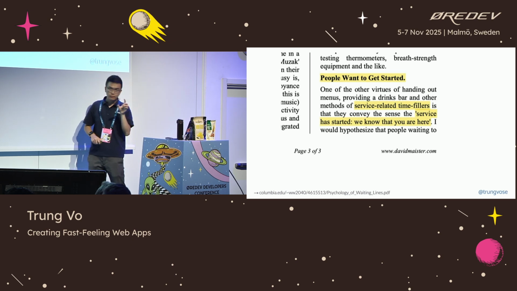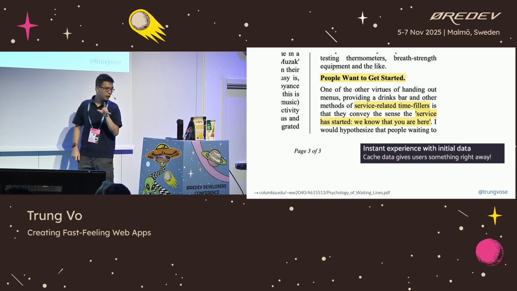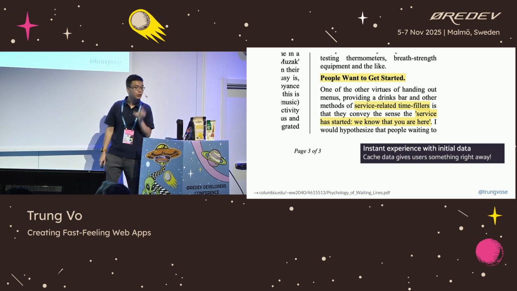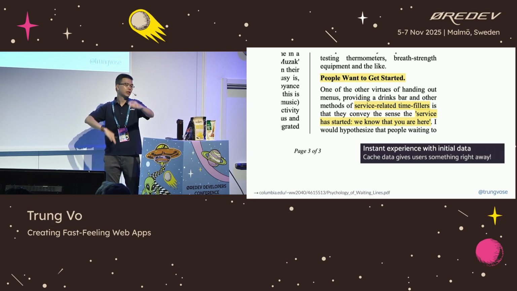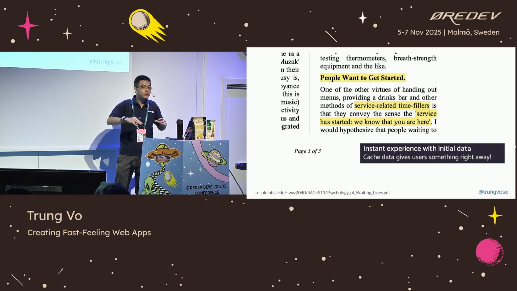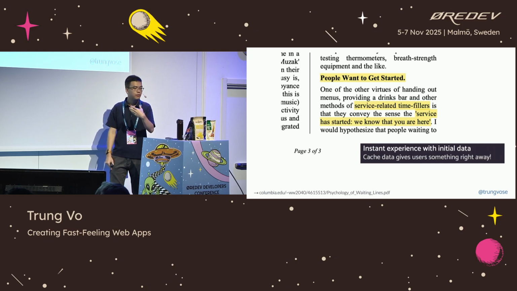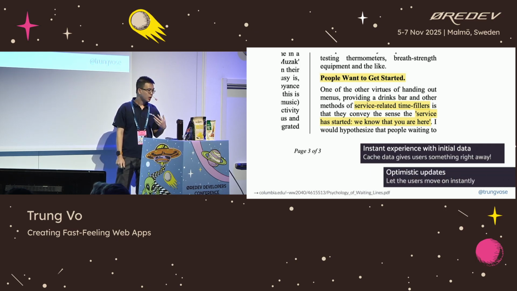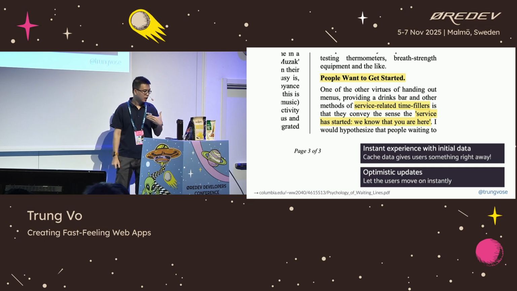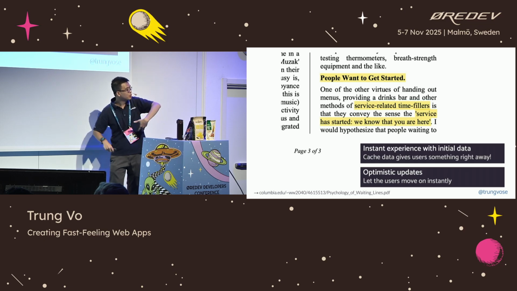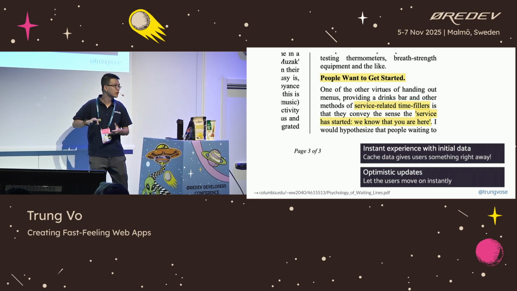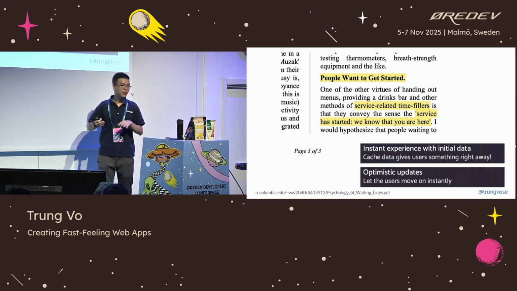Another one. The user wants to start something right away. People want to get started. And that is where our instant experience plays a big part. You show the cached data first, let them go. And then optimistic update takes it a bit further, letting the user move on immediately while we're still waiting. So actually we are not really removing the wait. We just make it feel different. And I hope it makes a difference.